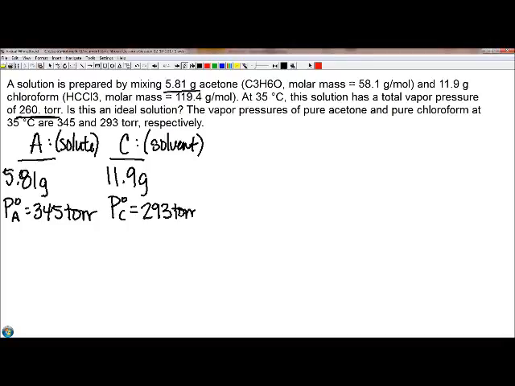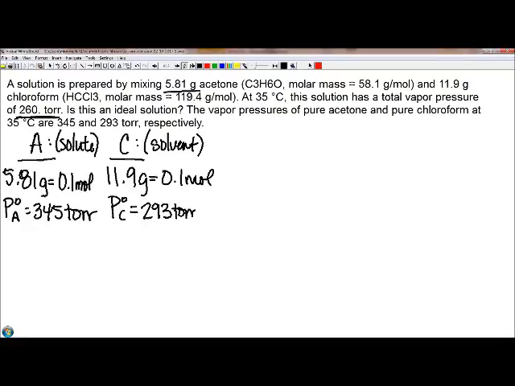If it's not, then it won't be an ideal solution, and then we could figure out if it's a positive or negative deviation from Raoult's law. Okay? So we're going to need to figure out mole fractions. To save time, because this is a long video, I'm just going to go ahead and tell you that because the molar masses are almost equal, when you solve for the moles of each of them, it's 0.1 moles-ish for both, when you take the mass divided by the molar mass.